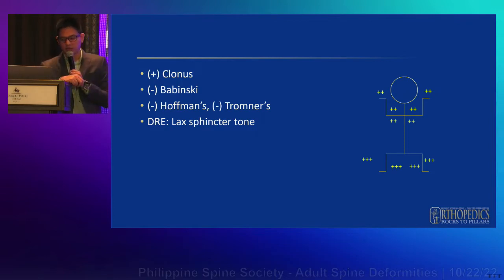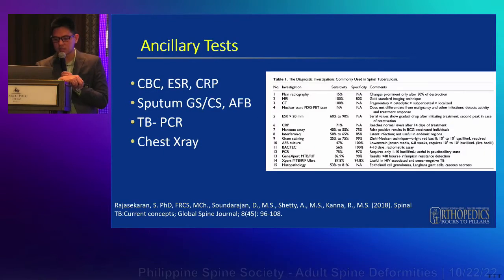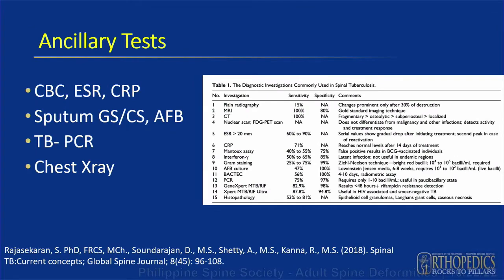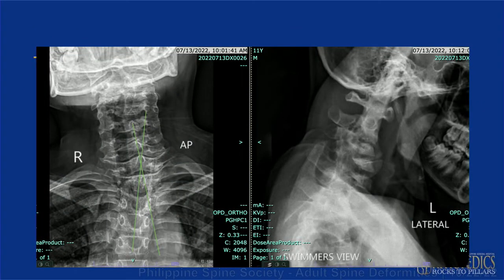Hyperreflexia of the knee and ankles for both lower extremities. Ancillary tests were requested, and sorry for the small table shown here, but this just shows the sensitivities of the ancillary tests that we would request for Pott's disease.